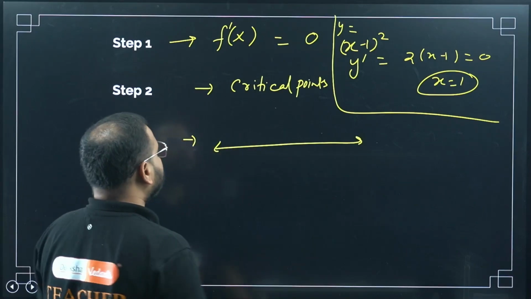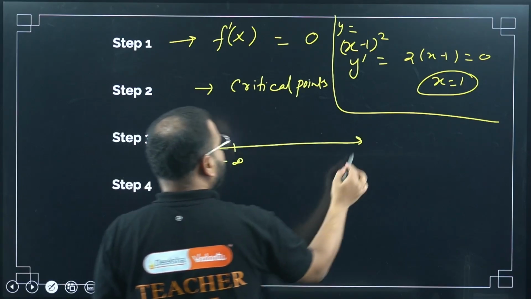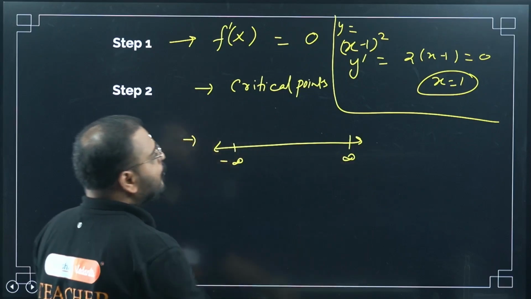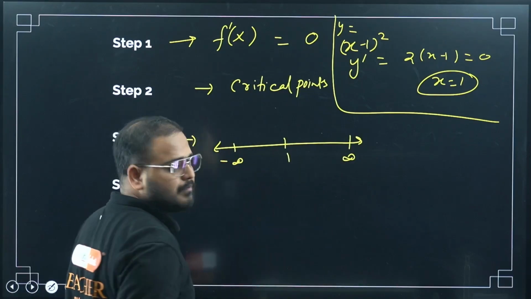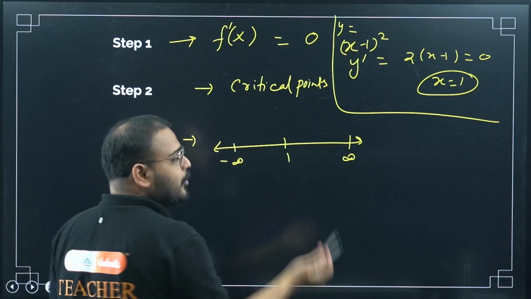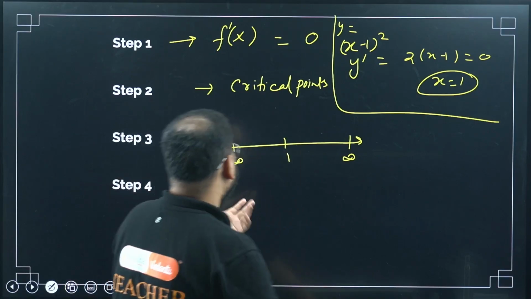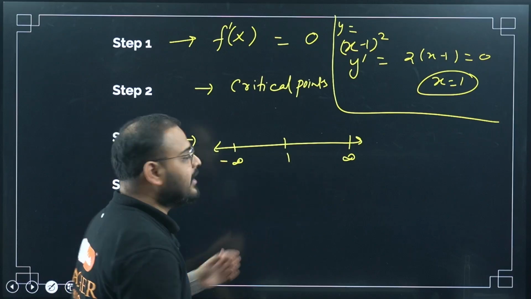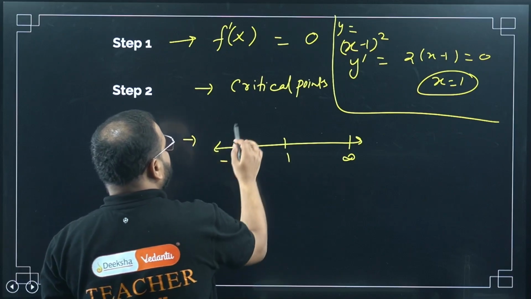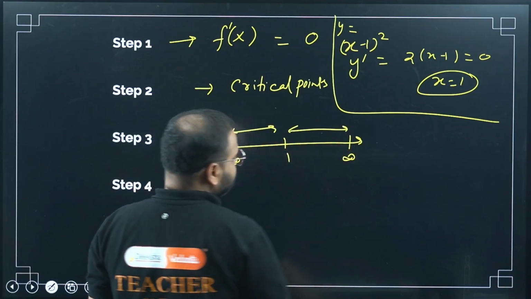How will the number line look? Minus infinity to plus infinity. What's the value here? Simply 1. So you check in what interval the function is defined. If you see here carefully, you have divided this entire number line into 2 intervals, from here to here and from here to here. Now what you're going to do?